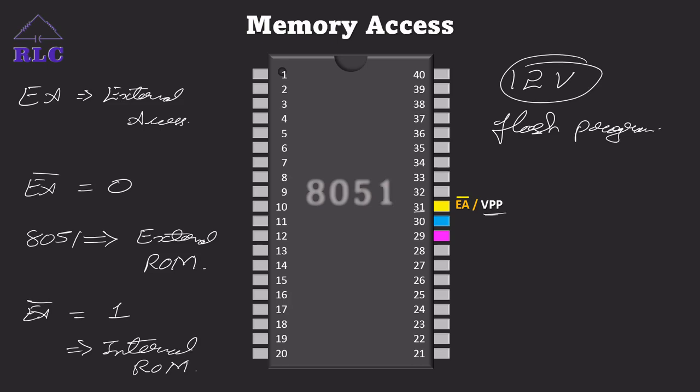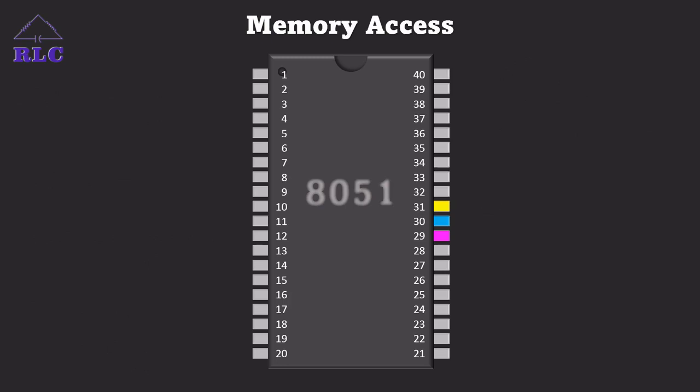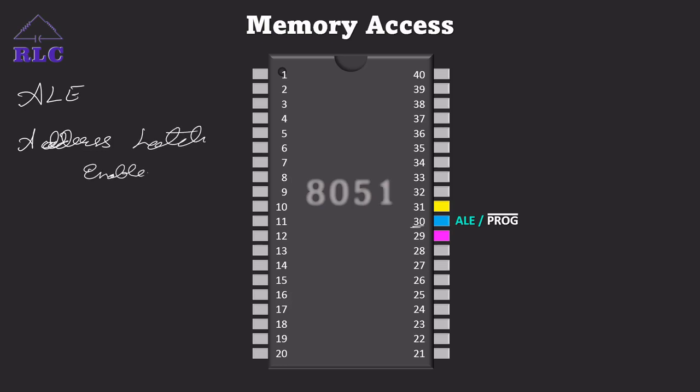Next, we'll go on with pin number 30. This pin number 30 is the ALE/program bar pin. ALE means address latch enable. We know that pins 39 to 32, as we have seen now, are of port 0. This port 0 has both address and data.